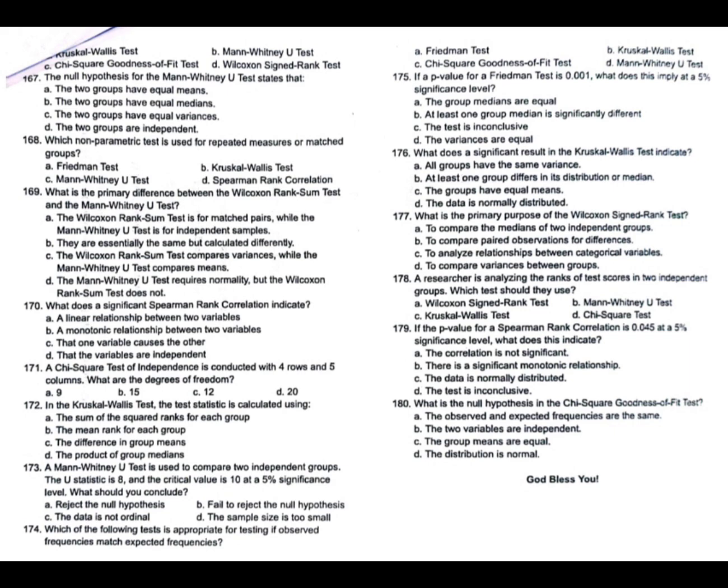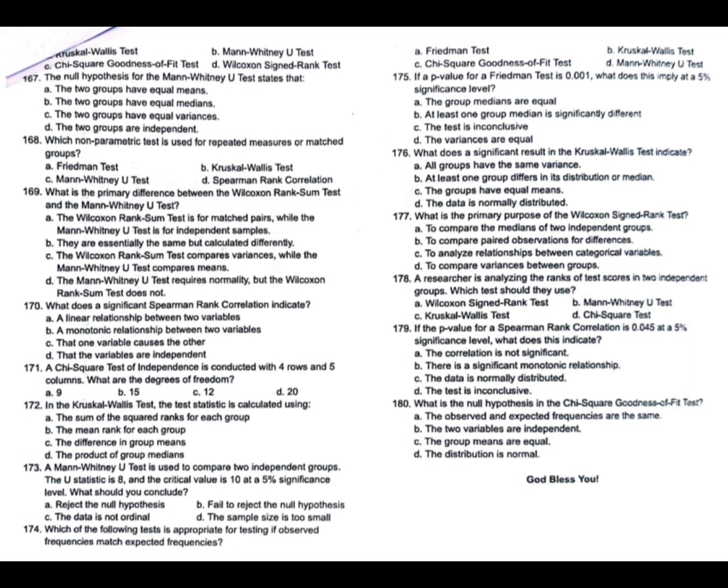169. What is the primary difference between the Wilcoxon rank test and the Mann-Whitney U test? The primary difference of these two statistical tools is they are essentially the same but calculated differently. So what does a significant Spearman rank correlation indicate? It indicates a monotonic relationship between two variables. A chi-square test of independence is conducted with 4 rows and 5 columns. What is the degrees of freedom? The degrees of freedom is 12.